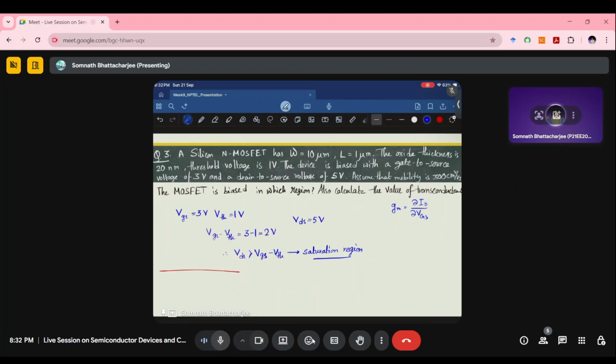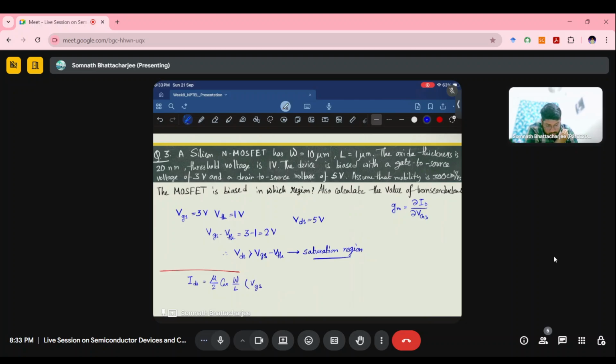So I'll maybe solve this. As we know that the region of operation is saturation, we can directly use the saturation region equation. IDS is nothing but mobility by 2 Cox W by L (VGS minus VTH) whole square. We'll just differentiate it. So root IDS by del VGS, the value is mobility by 2 multiplied by 2 Cox W by L (VGS minus VTH).